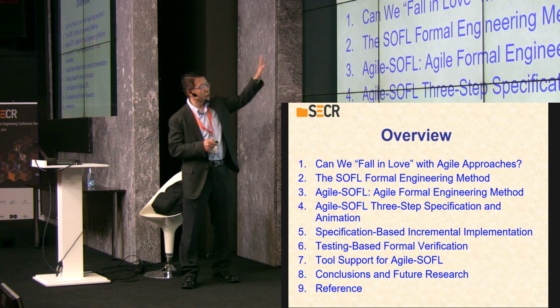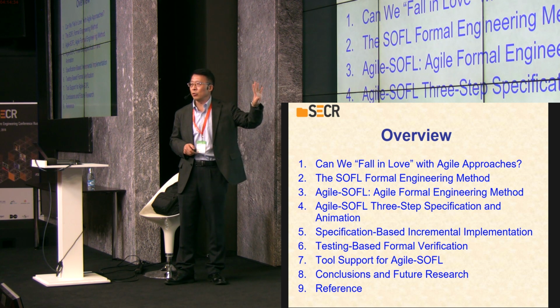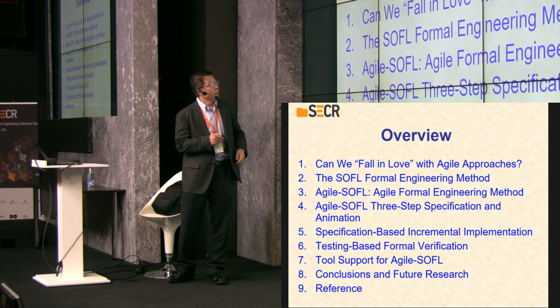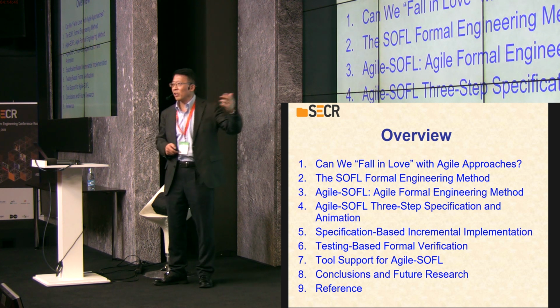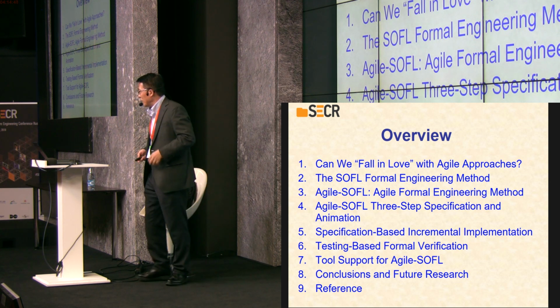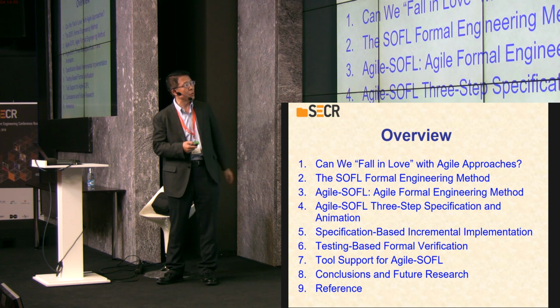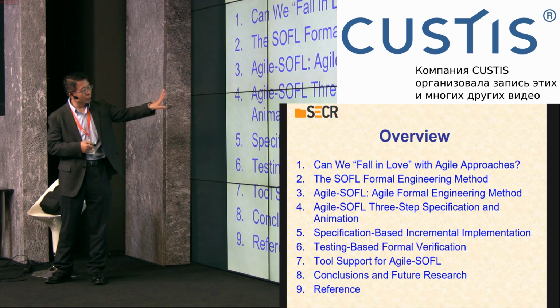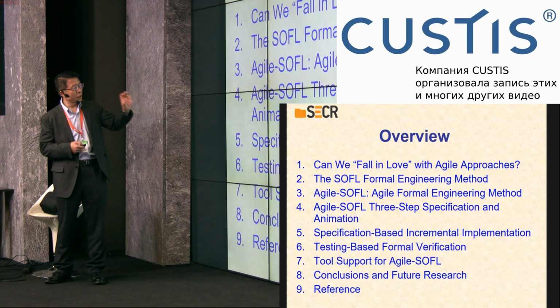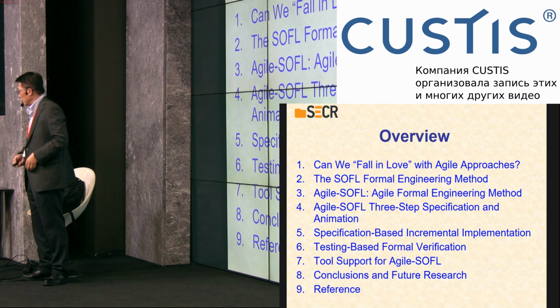Today I'm going to quickly go through these issues because the time is very short for my presentation, so I can only give you a general idea of what I'm doing. First of all, I'm going to explain whether we can fall in love with the agile approach or not. Then I talk about the SOFL formal engineering method, to give you a general idea of what I mean by a formal engineering method, and then I believe the combination of them can possibly come up with a positive solution to the problem. And then I will focus on a brief introduction to the detailed techniques involved in the Agile-SOFL. So this doesn't work, it seems.